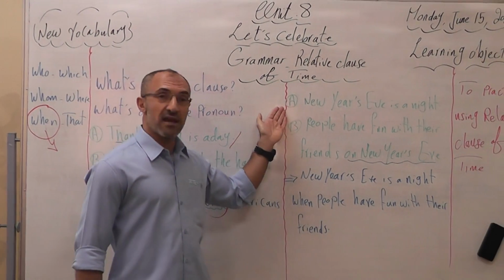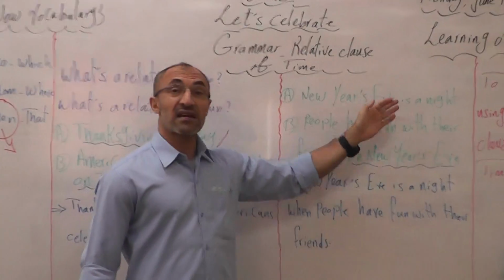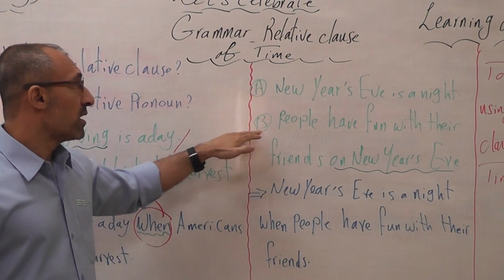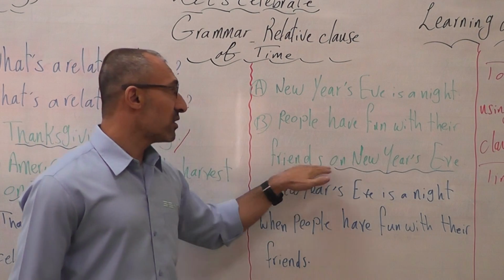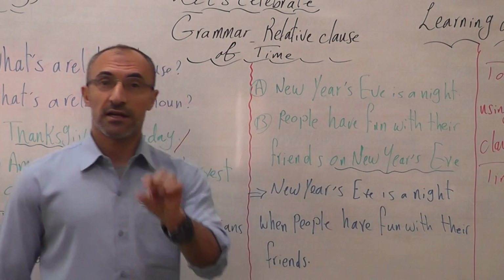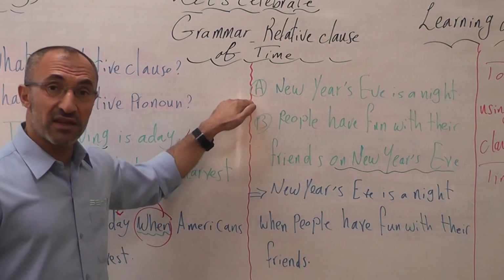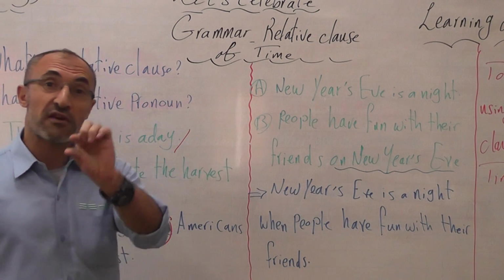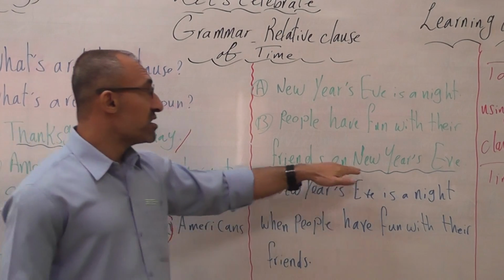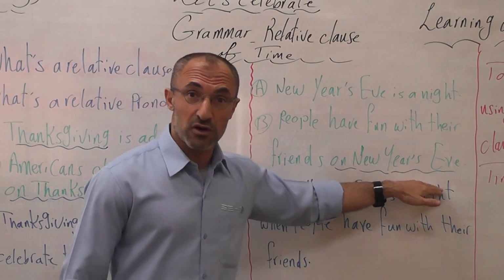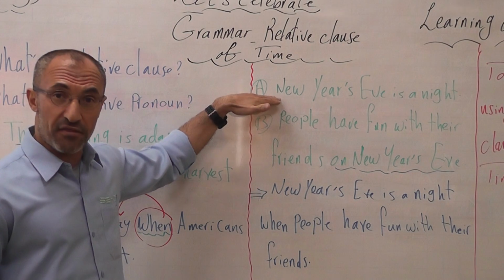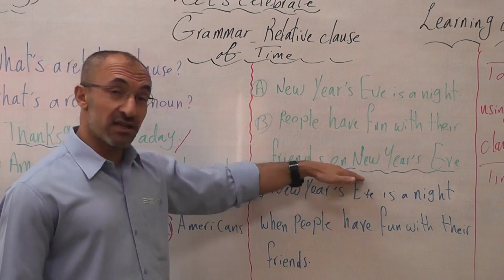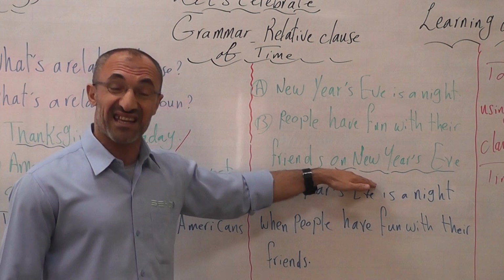Here we have sentence A: New Year's Eve is a night. So this is sentence number 1. Sentence B: People have fun with their friends on New Year's Eve. If we look at the two parts of our sentence, we will discover that in the second sentence we have a repeated word which refers to a time, which is New Year's Eve. It's the same word that we started our first sentence with. So, which one will be deleted? Yes, it's the second repeated word in the second sentence.